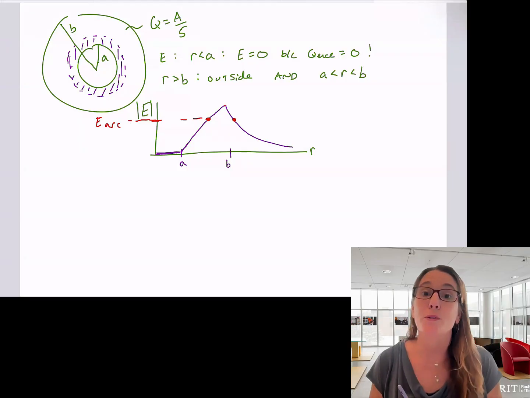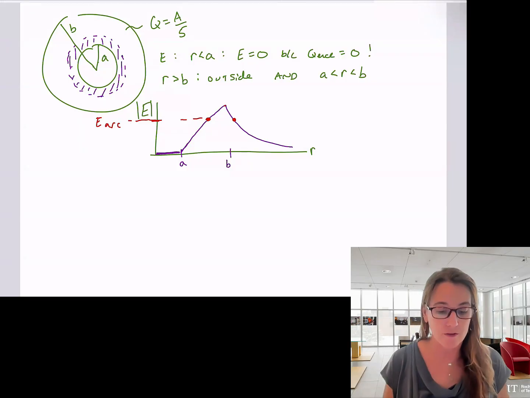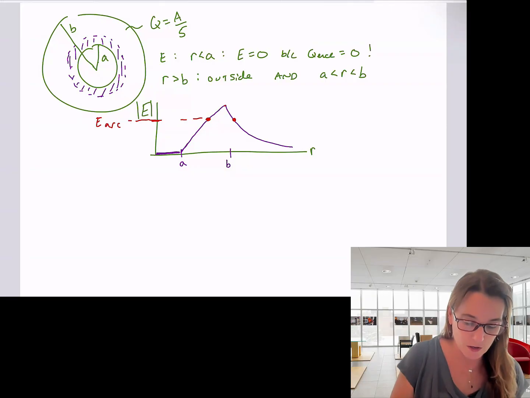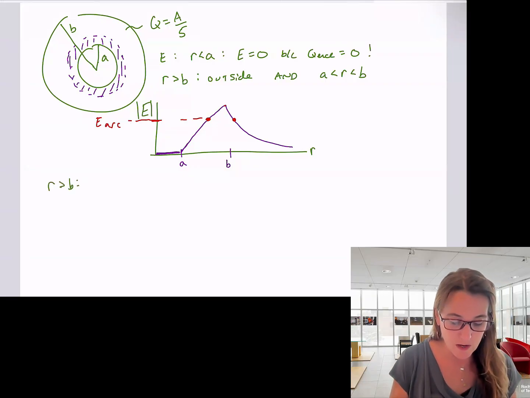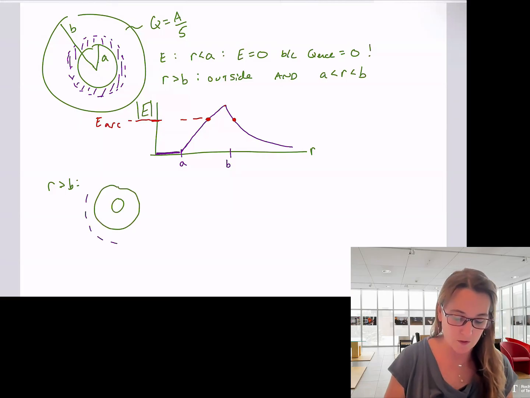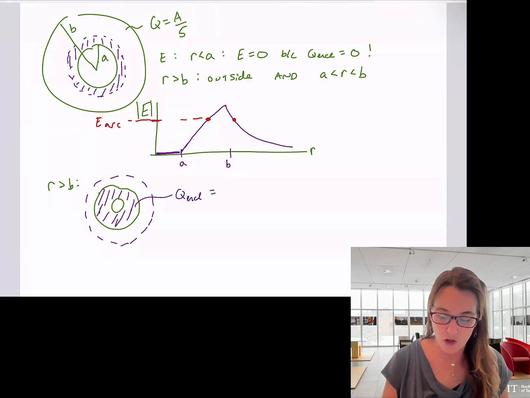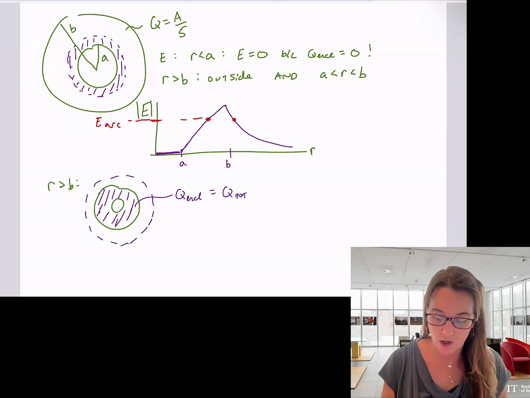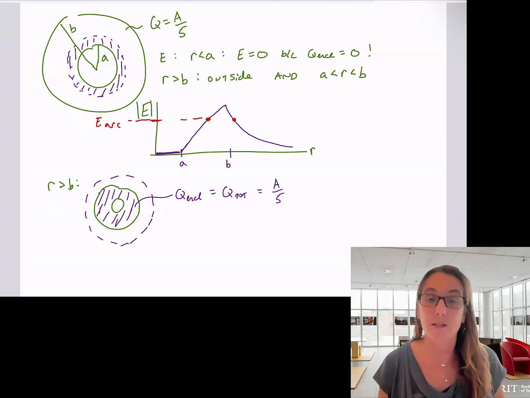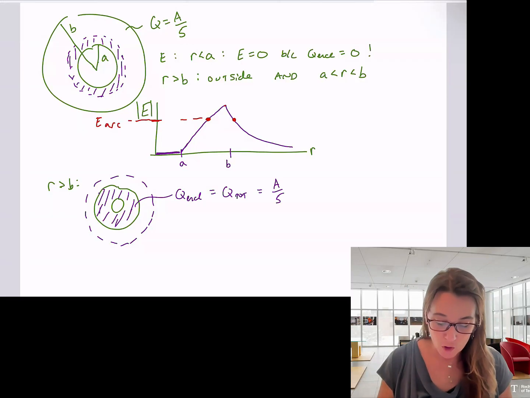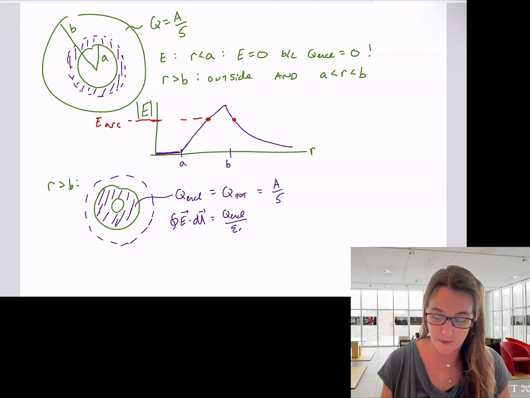I'm going to start with the outside first because it is the easier version of Gauss's law. So if we look here with R greater than B, now I'm enclosing the entire shell. If I draw my Gaussian surface and visualize the charge enclosed, I'm enclosing the whole thing. So my charge enclosed is simply my total charge, which in the problem was given to me as A over 5. So I can do my integral of E dot dA is equal to Q enclosed over epsilon naught.